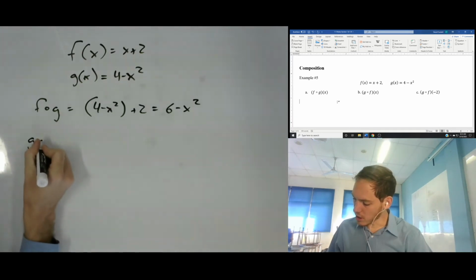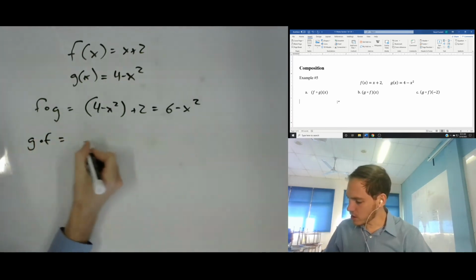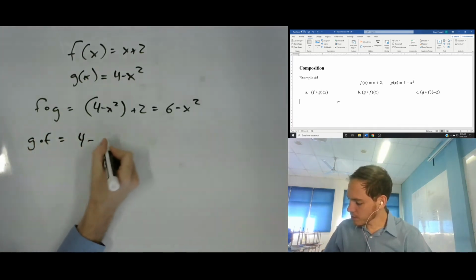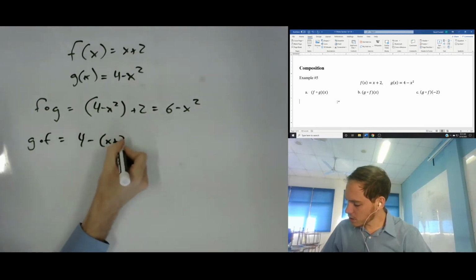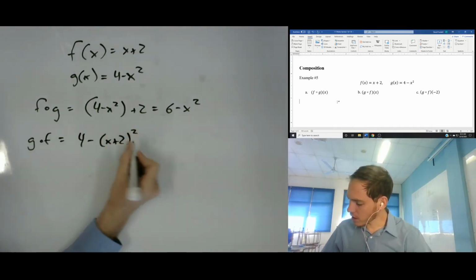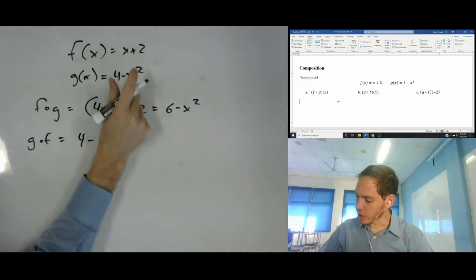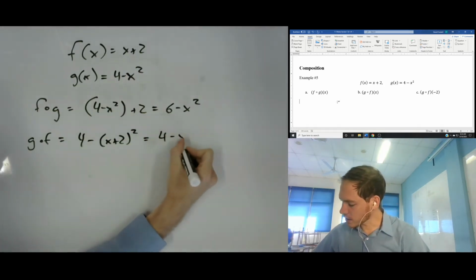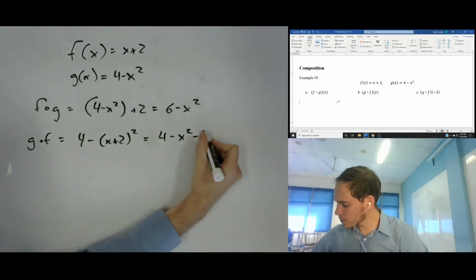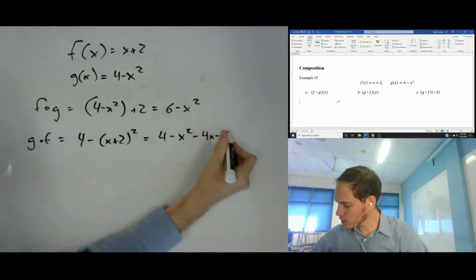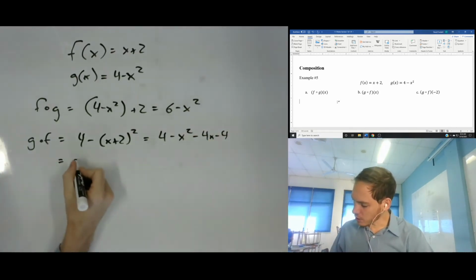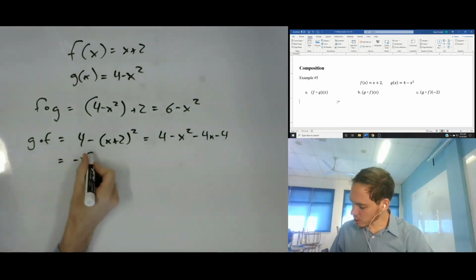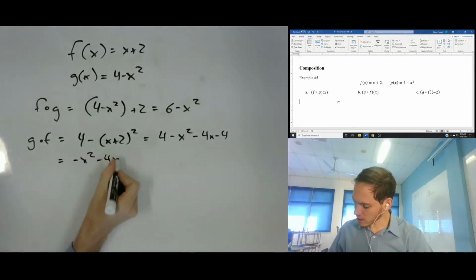What about g of f? For g of f, we plug in x plus 2 for x right here, and we get 4 minus x squared minus 4x minus 4. If you solve this out, we get negative x squared minus 4x.